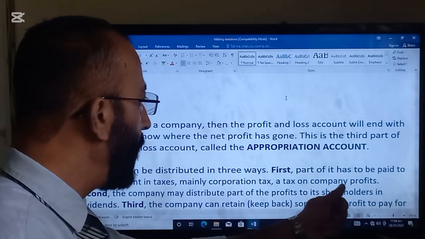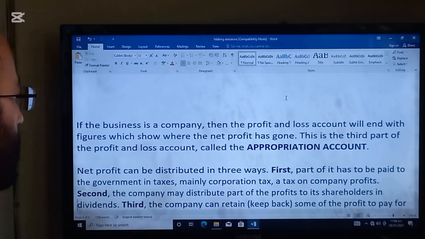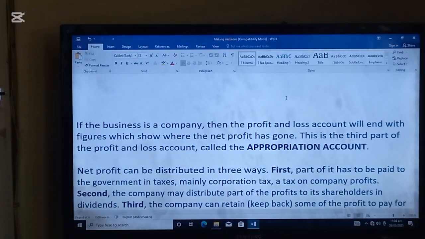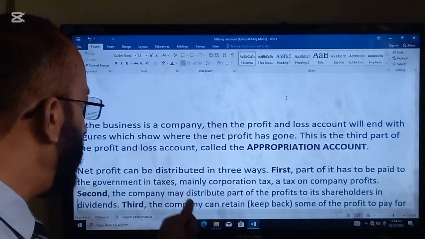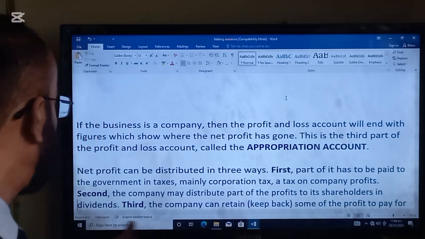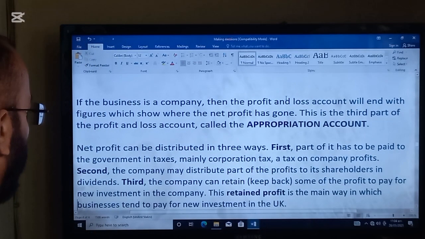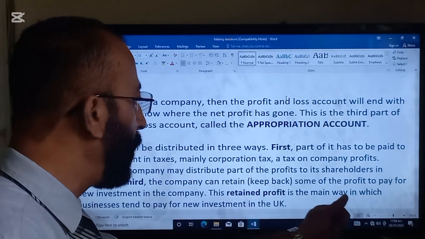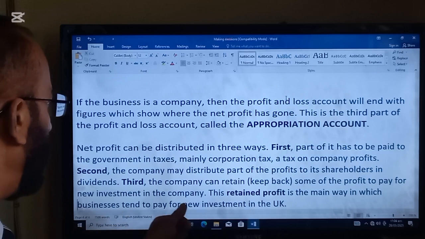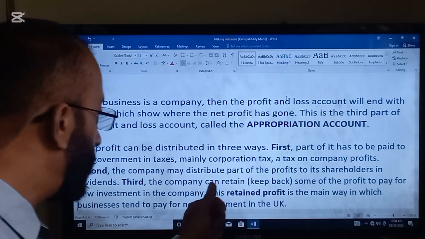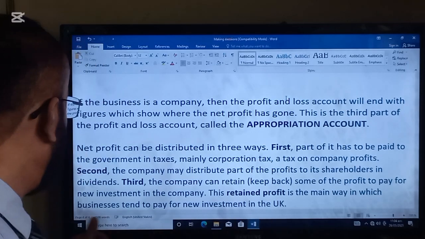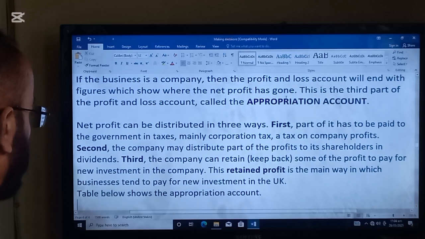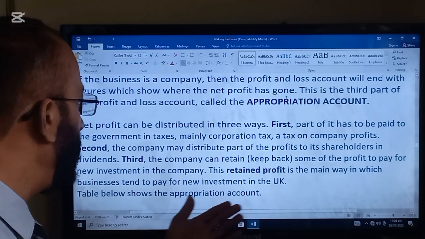First, part of it has to be paid to the government in taxes, mainly corporation tax, a tax on company profits. Second, the company may distribute part of the profits to its shareholders in dividends. And third, the company can retain, keep back, some of the profits to pay for new investment in the company. This retained profit is the main way in which businesses tend to pay for new investment in the UK. For example, the table below shows the appropriation account.